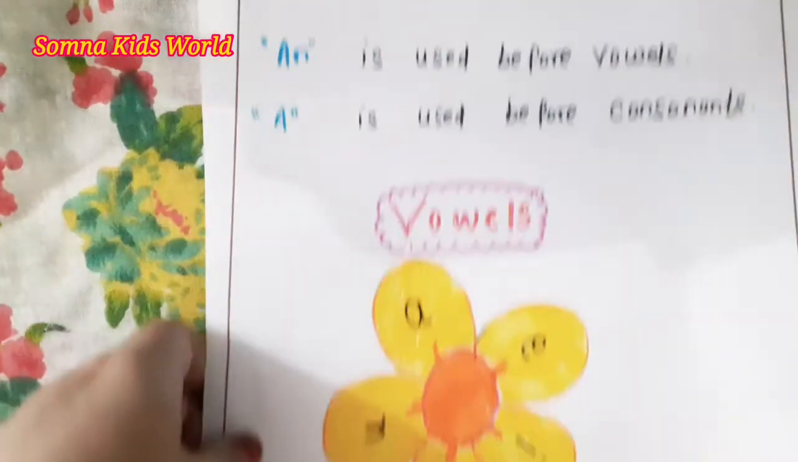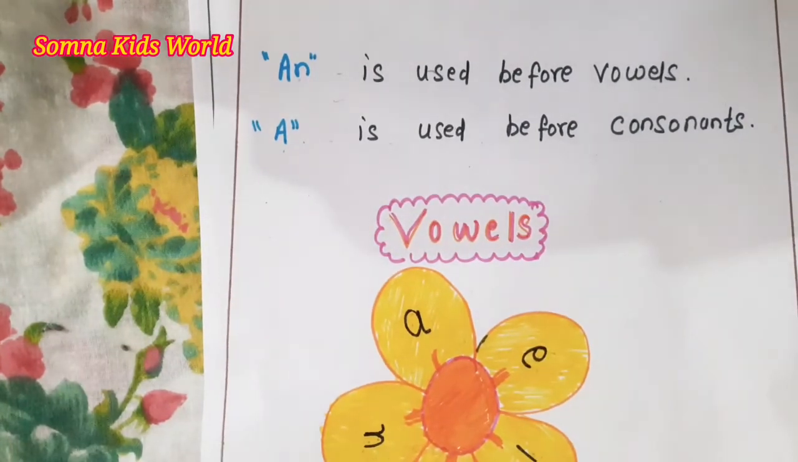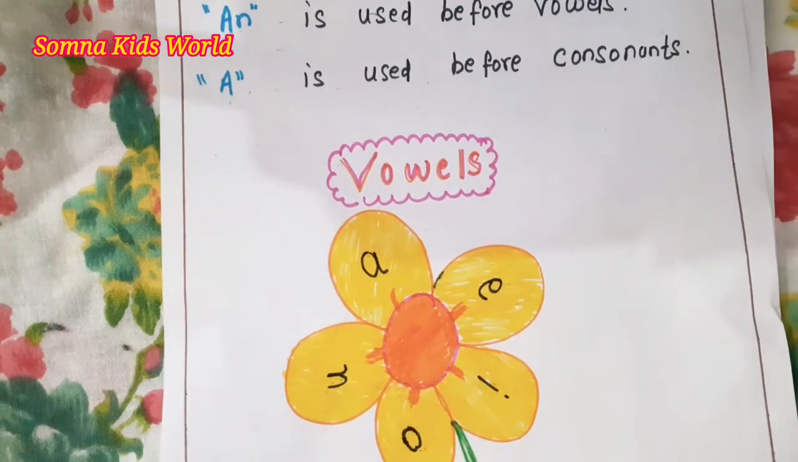So this is what it is all about, A and AN. What is a consonant and what is a vowel? I hope you understood now. Please go through this video again so you can understand.